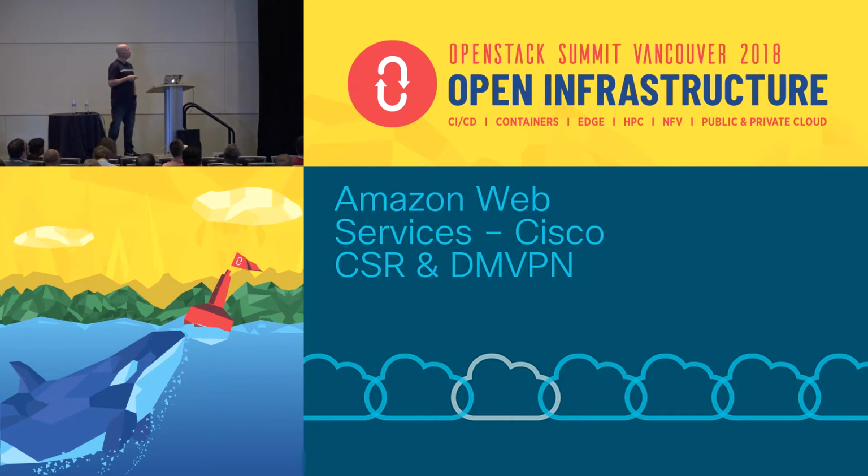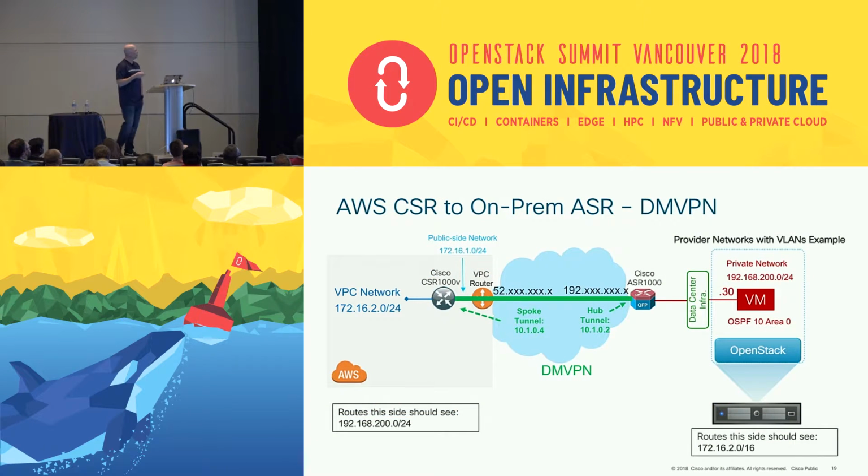So the first one we're going to look at is AWS. Inside of AWS, you can use a Cisco CSR or another vendor out of the marketplace, and we can establish this connectivity here. What we're looking at is an OpenStack environment with a virtual machine and a private network. In this case, I'm showing provider networks, but it works, as we'll see in the demo, with L3 agents, etc.